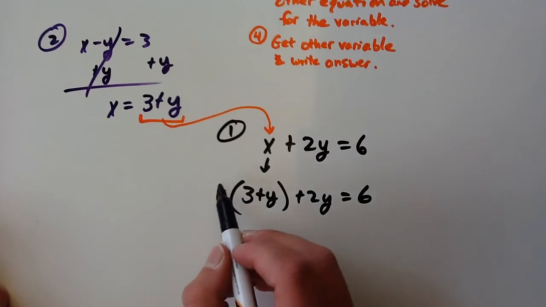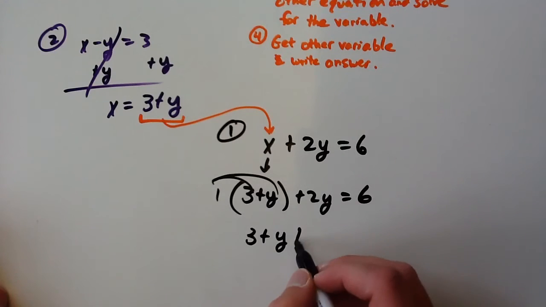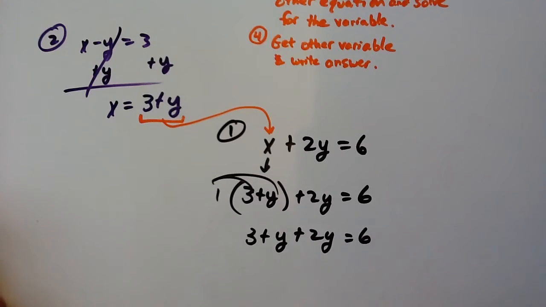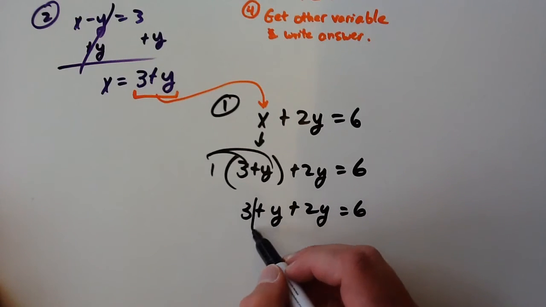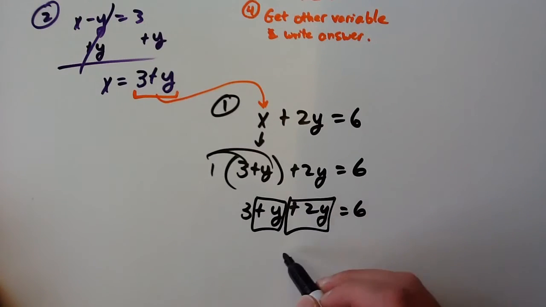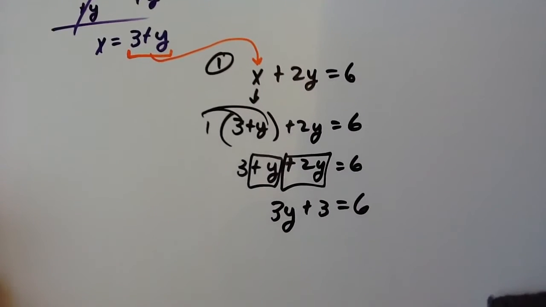There's an invisible 1 right there. So when I distribute, I'm still going to have 3 plus y. Still have plus 2y equals 6. Okay? I've eliminated the parentheses. Now combine like terms. I have y and 2y, which makes 3y. Still have plus 3 equals 6.